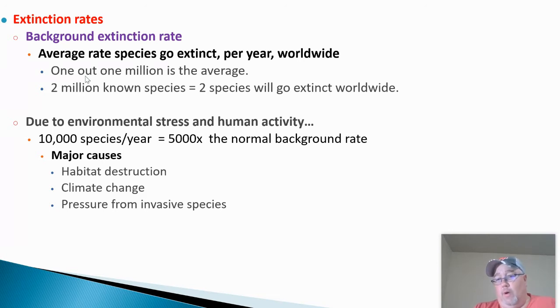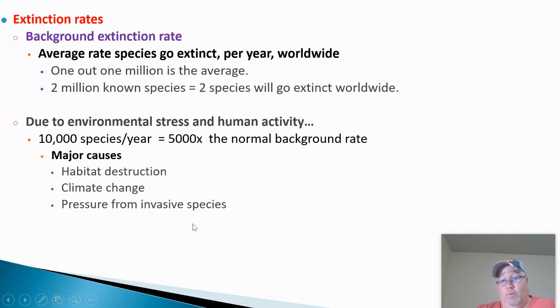But right now, in reality, what's happening is we're losing about 10,000 species a year. That's the average. So worldwide, 10,000 species of organisms. They could be insects, they could be plants, and a lot of the big animals are the ones that get the most publicity. But that's 5,000 times the normal background rate. So that tells us that there's something going on that's not normal. Some of the biggest causes of these extinctions are things like habitat destruction. Climate change is having a big impact.